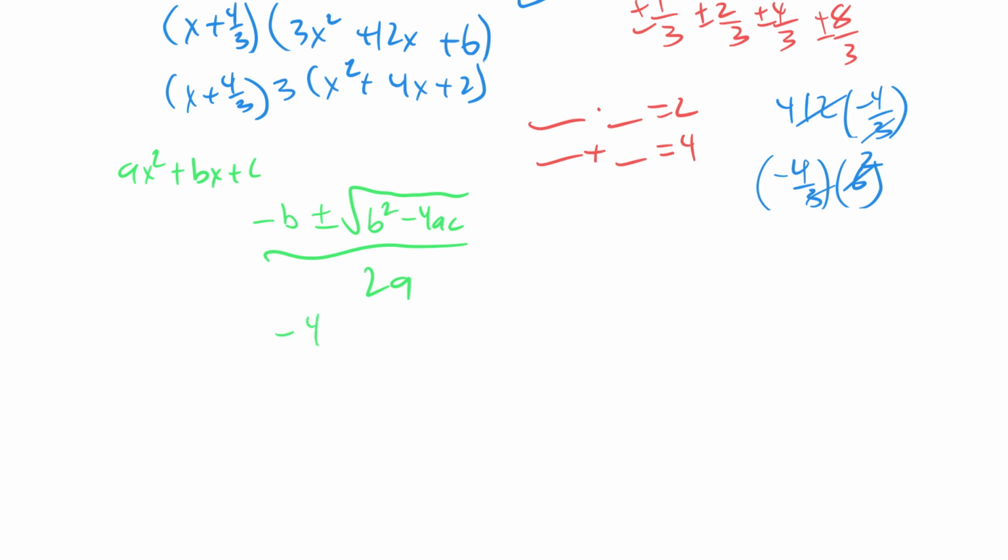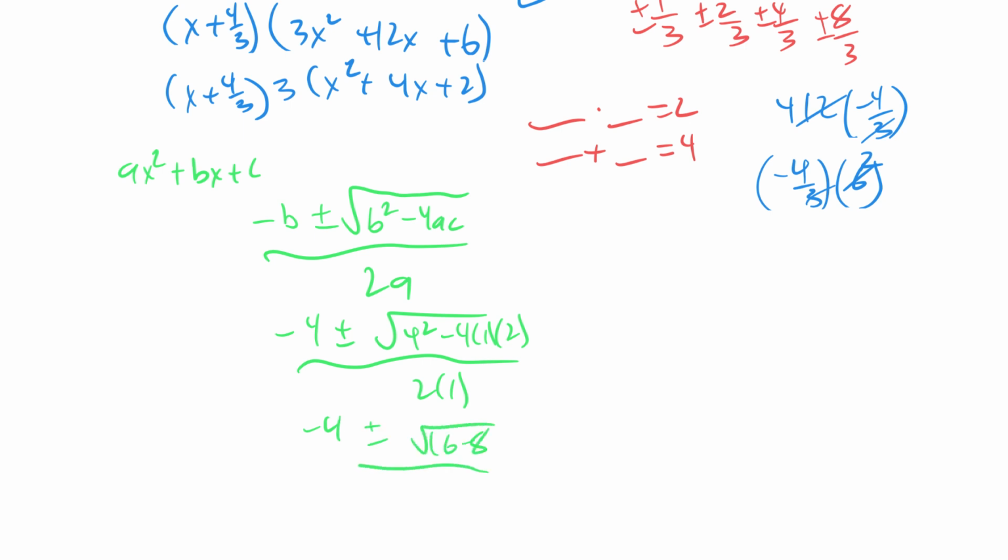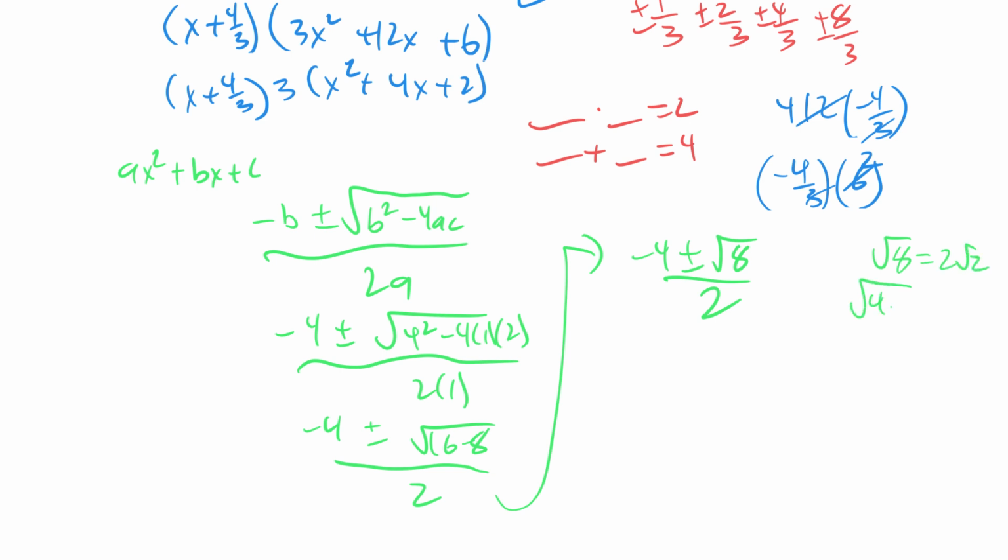So minus 4 plus or minus the square root of 4 squared minus 4 times 1 times 2, all over 2 times 1. Minus 4 plus or minus the square root of 16 minus 8, over 2. So minus 4 plus or minus root 8 over 2. Ooh, root 8, I think we can simplify as 2 root 2, right? Because the root 8 is root 4 times 2, and the square root of 4 is 2.